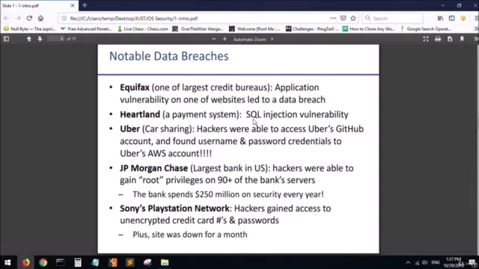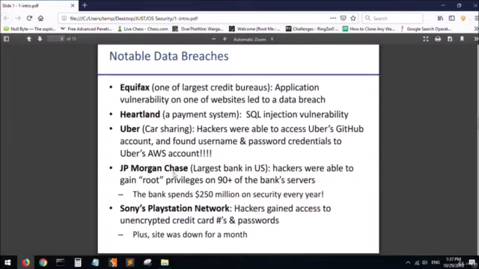Okay, this is SQL injection in brief. Again, read it if you want more information. Uber, the famous car sharing company: hackers were able to access Uber's GitHub account and found username and password credentials to Uber's AWS account. This developer forgot to remove his username and password and uploaded them to GitHub, and one of the hackers found it, maybe by coincidence, and said, okay, no problem, I will hack you.